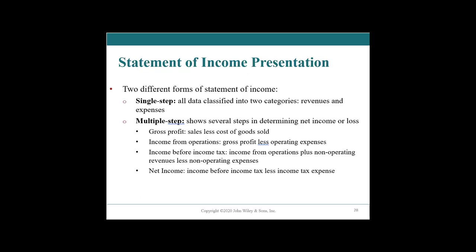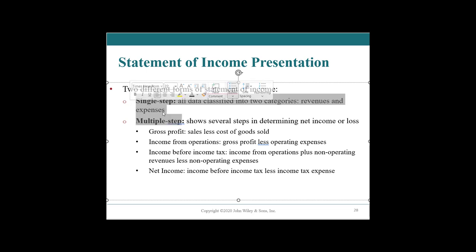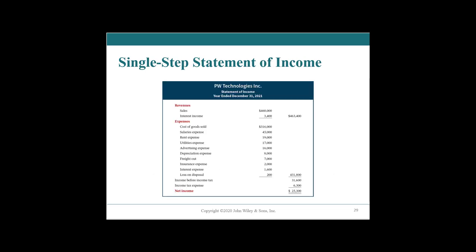All right, there are two types. Single step, we're just going to lump everything as revenues and everything in expenses as expenses. Cool, that's single step. It looks like this. All the revenues are here as revenues. All of our expenses, cost of goods sold is mixed in with all of our other operating expenses. And the only thing that's kind of separated is income tax expense. But yeah, single step, boom and done.